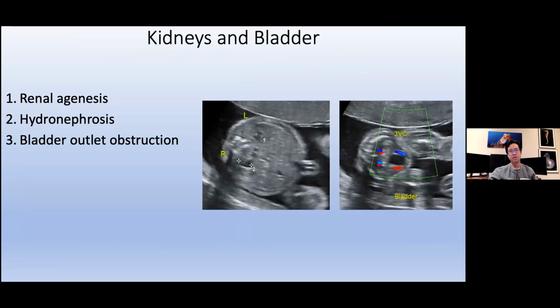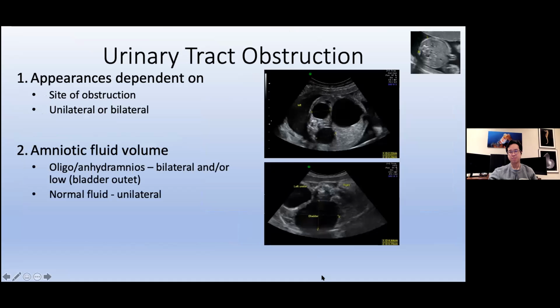So here are the things that we can see, or absence of things, the renal agenesis, the congenital hydronephrosis, and the bladder outlet obstructions, as I mentioned, in the setting of a posterior urethral valve. So remember what these look like. Here's measurements of the renal pelvis. You can see the right renal pelvis here is dilated. We don't actually have the measurement, but this is over 10 millimeters. Here's the urinary bladder, the two paired umbilical arteries on each side.